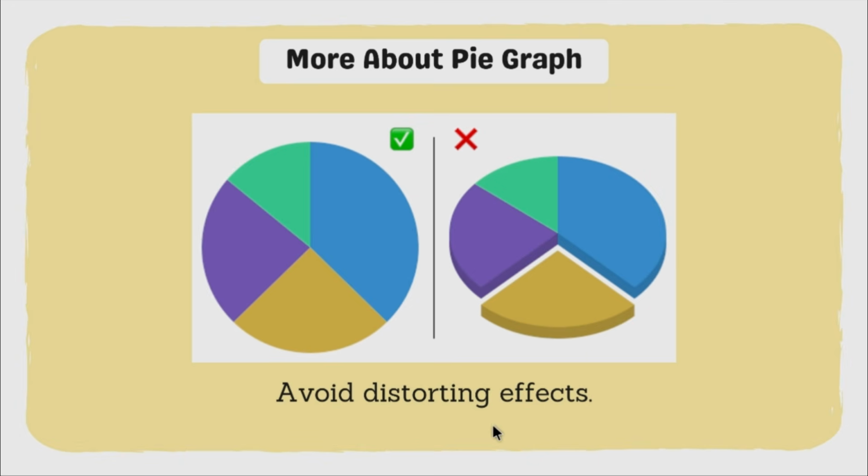Another tip is, do not have distorting effects. Avoid distorting effects. Okay, katulad po nito, nakaseparate na yung isang slice. And what else? Nagmumukha na din siyang 3D. So it is advisable to keep it as simple as a 2-dimensional pie graph lang po.